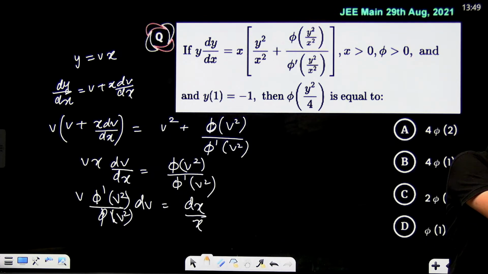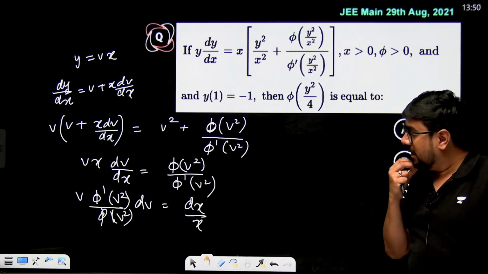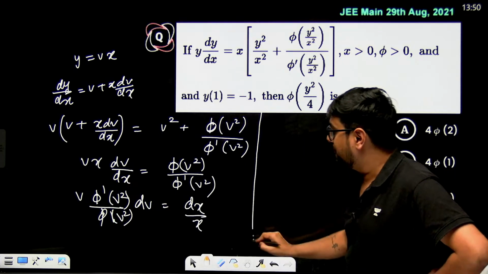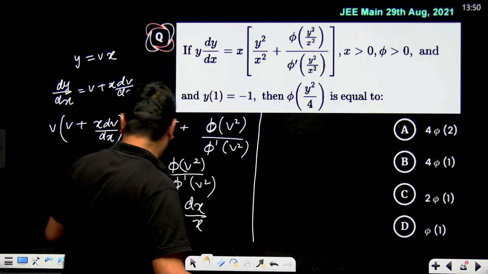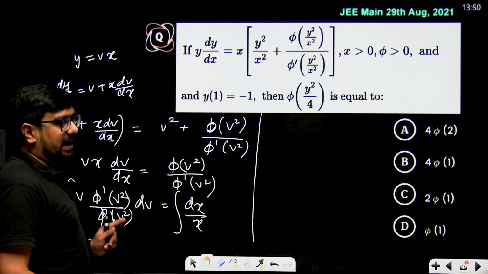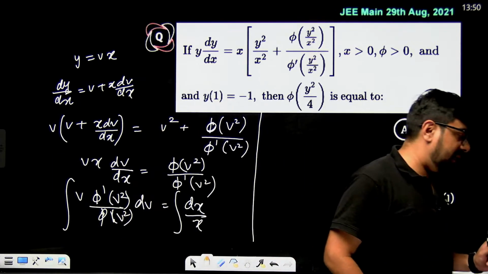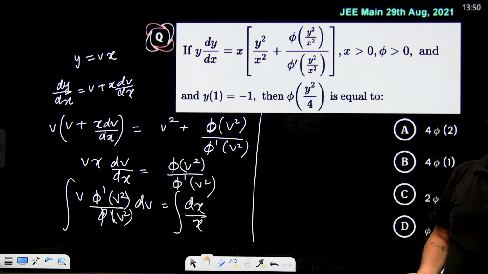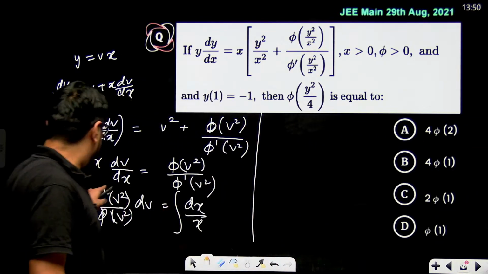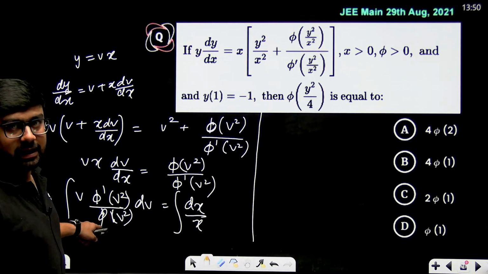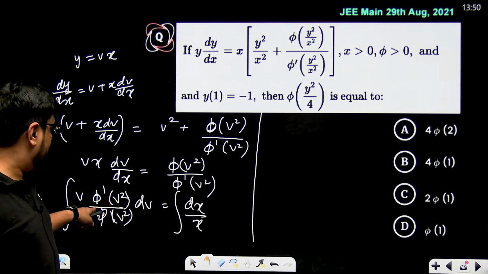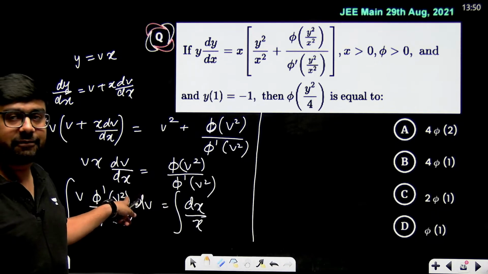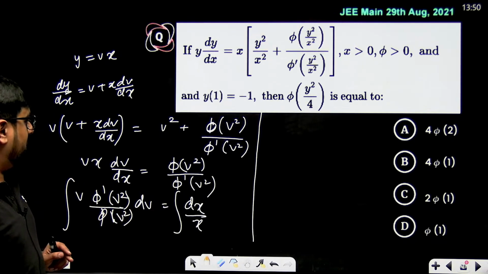Okay, all the v functions are with dv and x functions are with dx. But now, what to do with this thing? Integrate both sides of f dash by f. We have f dash by f, so it will directly become ln of the function, not ln of f dash. In integration, in this format, its integral will become ln of f directly. But this 2 is a problem.